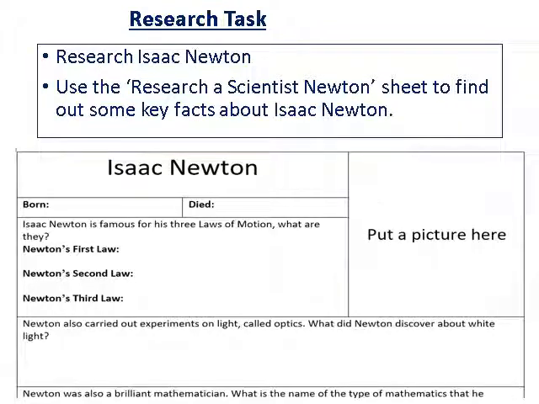The next task for you to do is to find out about Isaac Newton, who is famous particularly for his work on forces, but also for a whole host of other aspects of science. So there is a research Isaac Newton sheet that your teacher will have shared with you. I'd like you to use that to find out some key facts about Isaac Newton, and to find out the answers to each of the questions on that sheet.